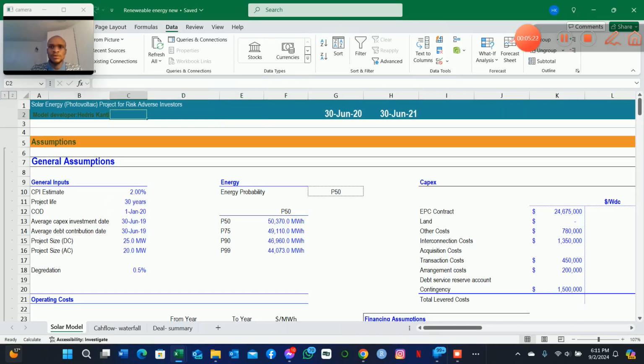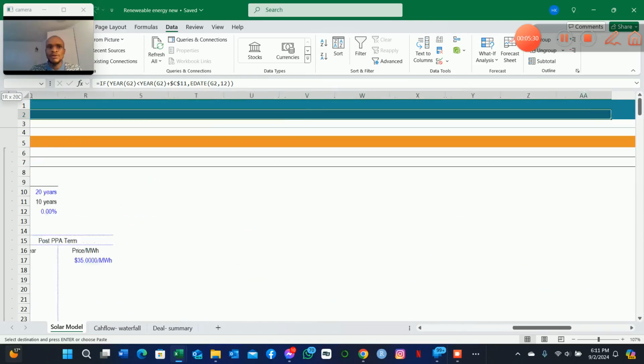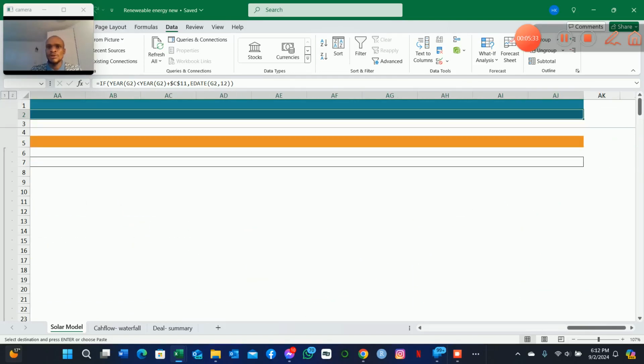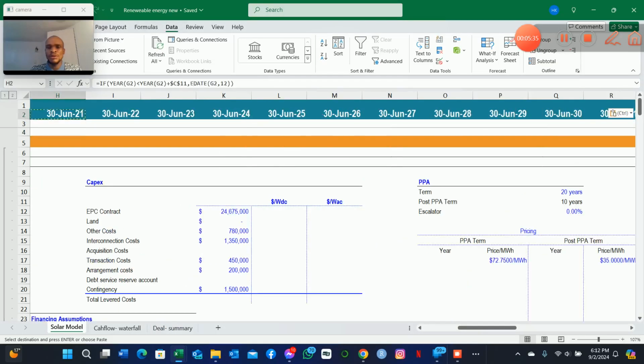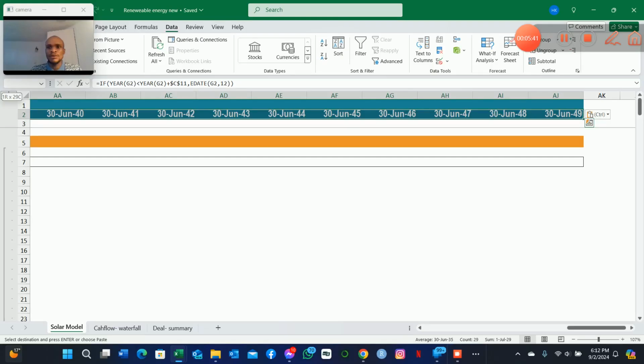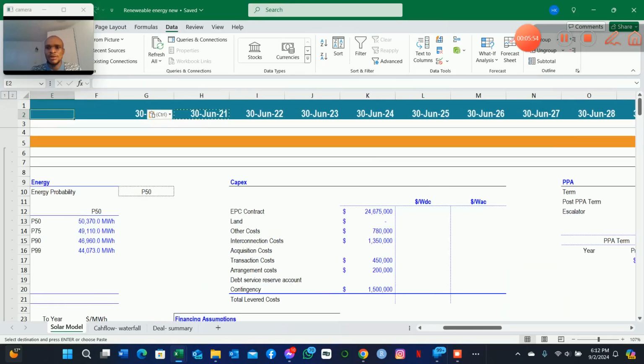So it gives us automatically the next year, 30th of June. And then we can now take this all the way to the end of the project life, and we paste it as formulas. As you can see, from this date to the end, we have approximately 30 years to go, excluding the transaction date. So that's it for that formula.